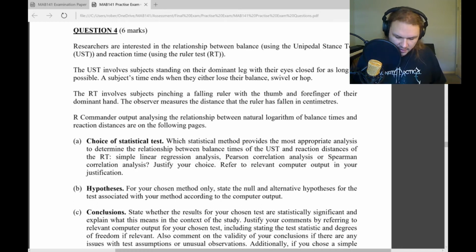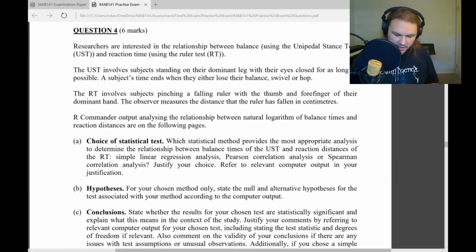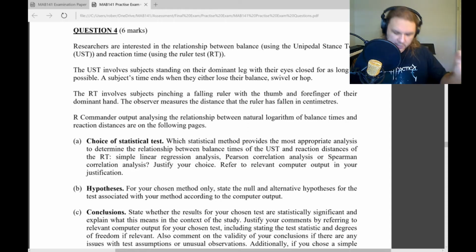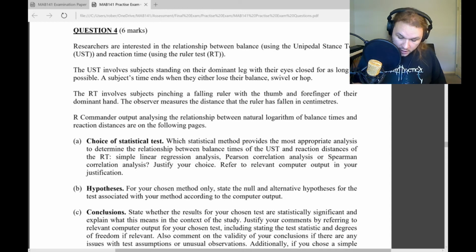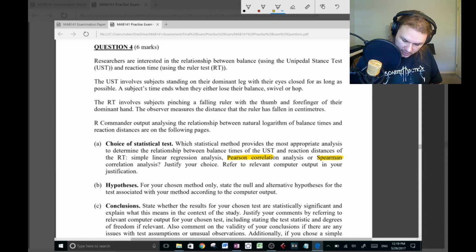It's not as if those who've got a quicker reaction time, because of that quicker reaction time, it causes them to balance differently. It's not that at all. So that actually automatically rules out simple linear regression, because simple linear regression is only for causal relationships. So we're going to be looking either at a Pearson correlation or a Spearman correlation.